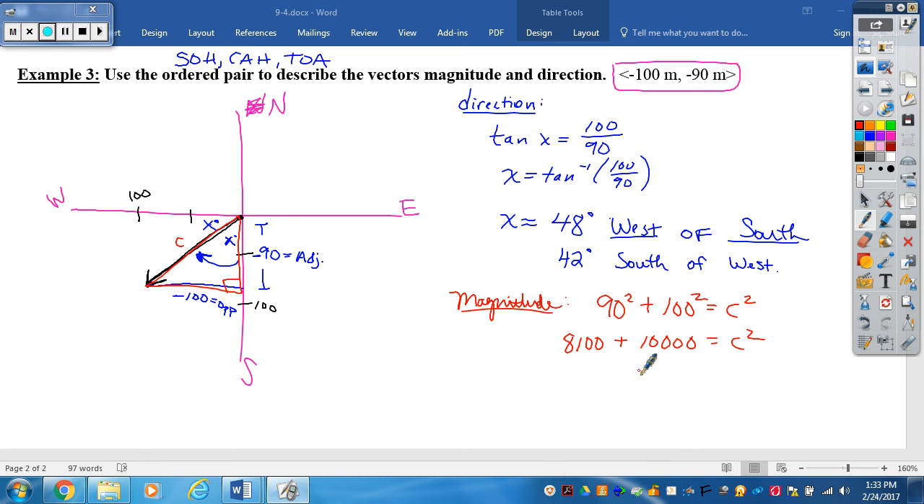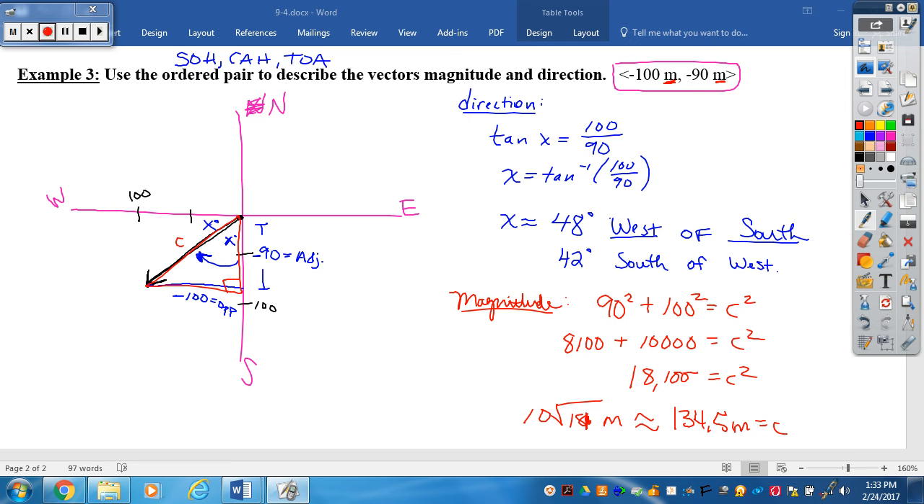And we get 18,100. And the square root of that is going to give you, if you want it in radical form, square root of 18,100. Is it meters? Yeah, we do know. They give us a unit there. Okay, so it'd be meters, or 134.5 meters.